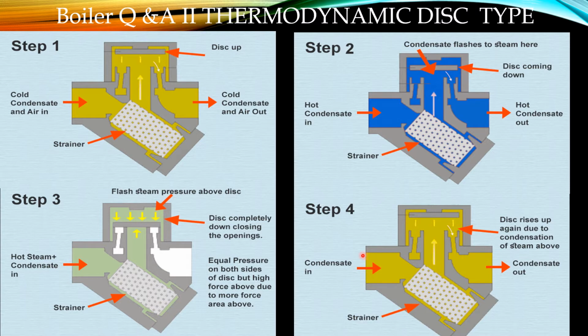Then this is step 4, condensate. So the steam flashes out, hot condensate flashes out. Again the vacuum is created and the disk raises, with the condensation of steam above the disk. So fresh condensate is coming in and the cycle continues or repeats.